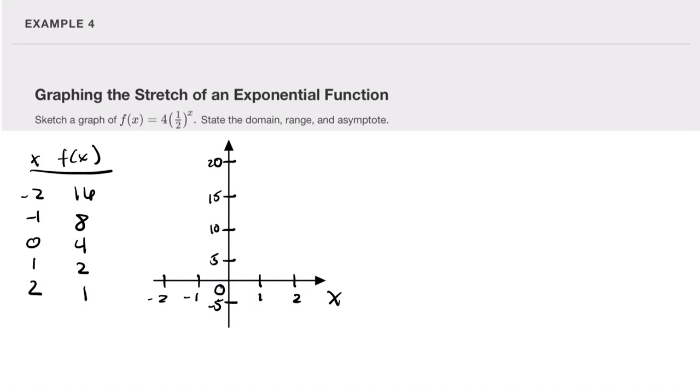Okay. So when x is -2, the corresponding y is 16. That puts us about here. -1, 8 is about here. 0, 4 is about here. 1, 2 is about here. 2, 1 is about there. The horizontal asymptote is going to be here.